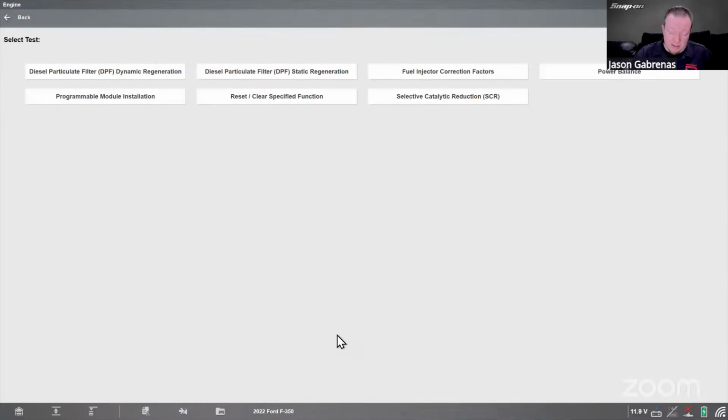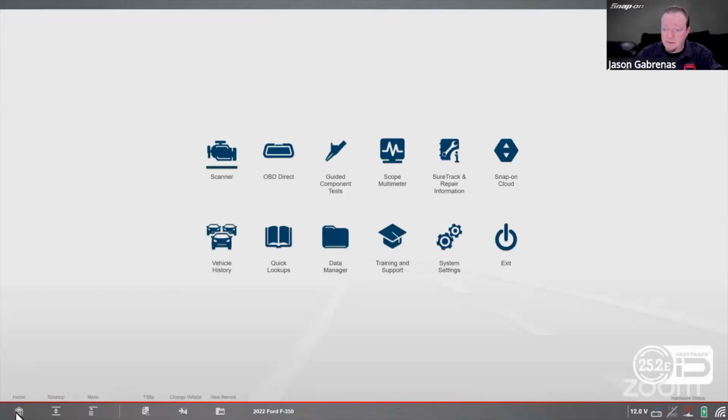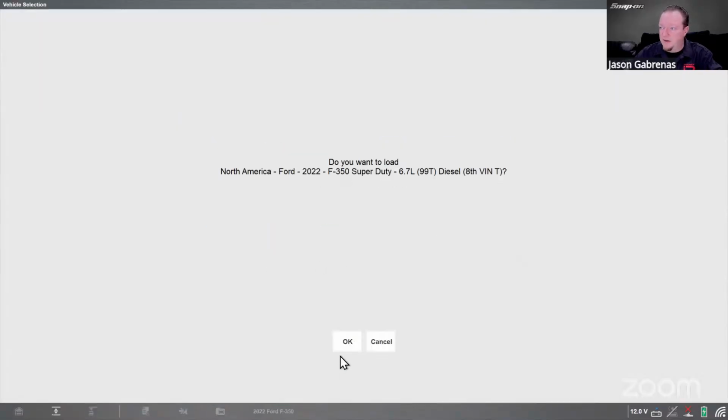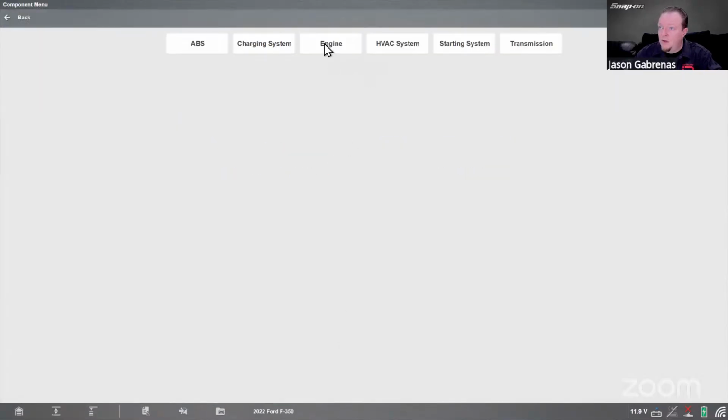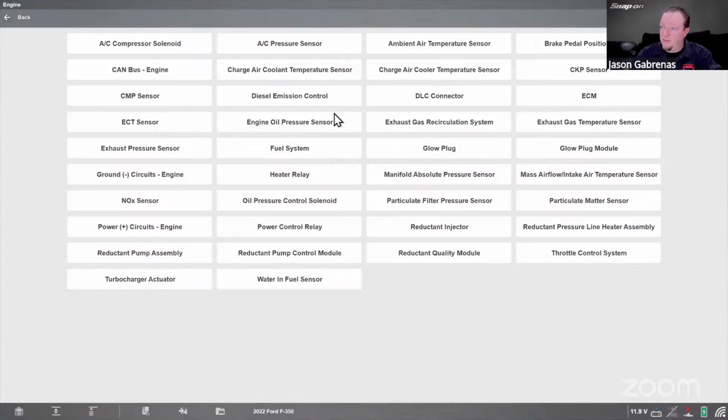I know RAM, for example, has what's known as a stationary desoot. And if there's certain codes set in the computer for that, it won't allow it either. So just so you're aware, many manufacturers do that. Also on this Ford, there are some guided component tests as well.